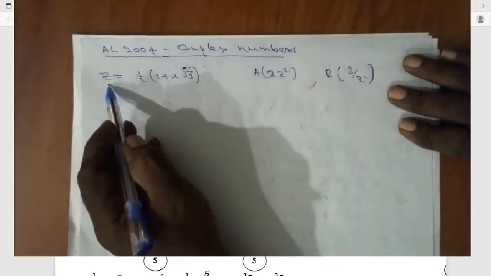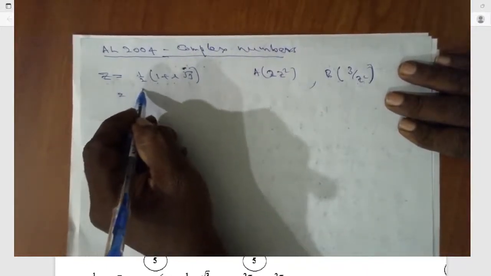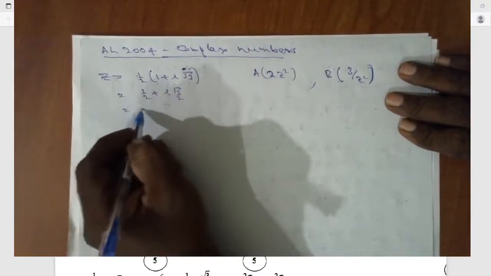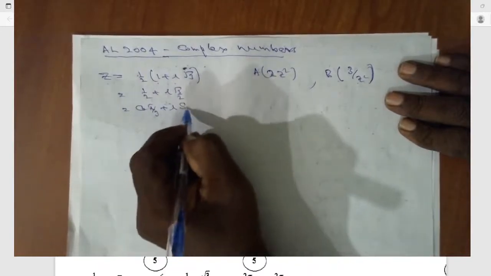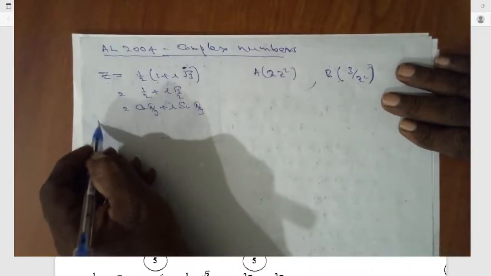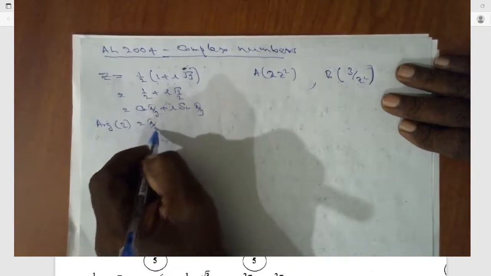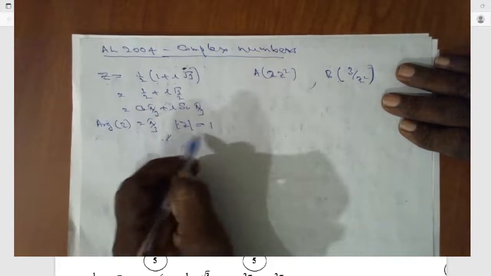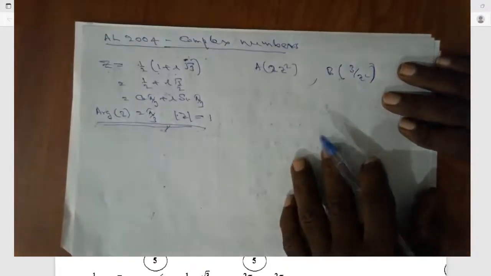But you are given c equals half times 1 plus i root 3. So this is half plus i root 3 by 2, which is cos pi by 3 plus i sin pi by 3. What is the argument of c? Arg c is pi by 3. Mod c is 1. So you have to notice these things, right? But they are not asking these two.